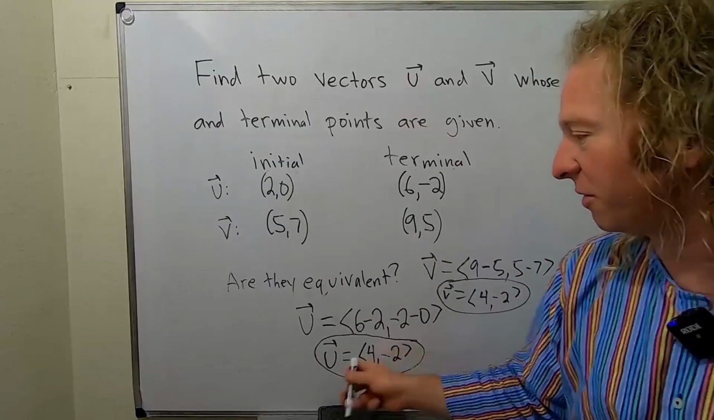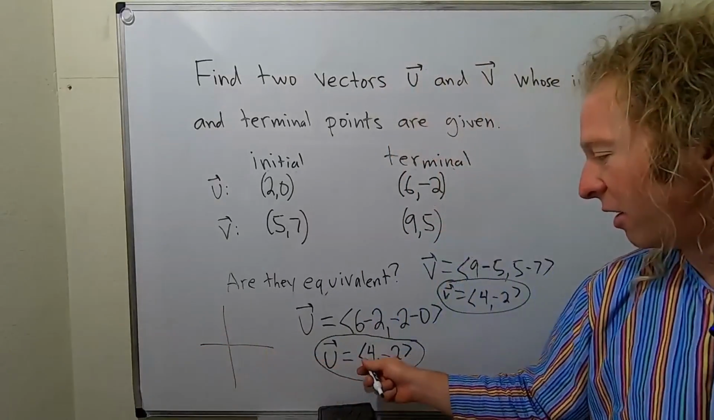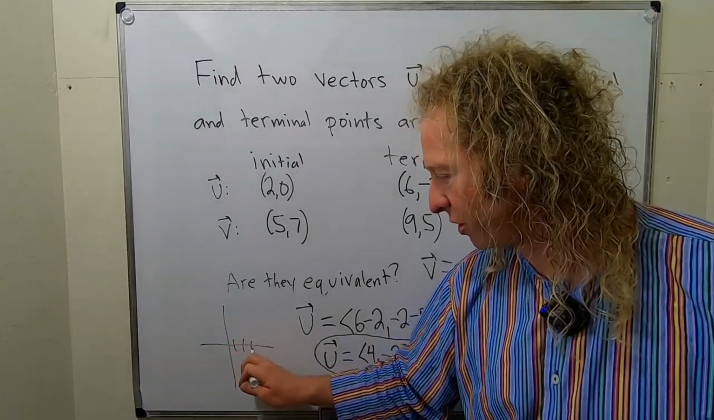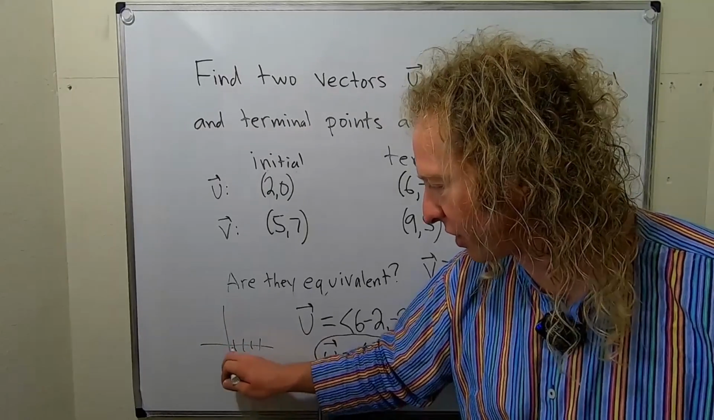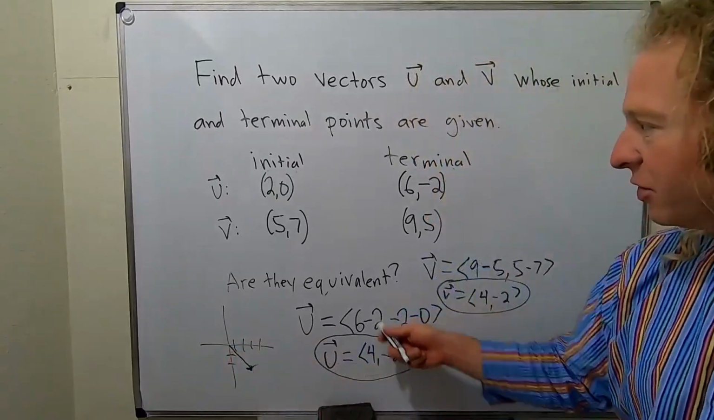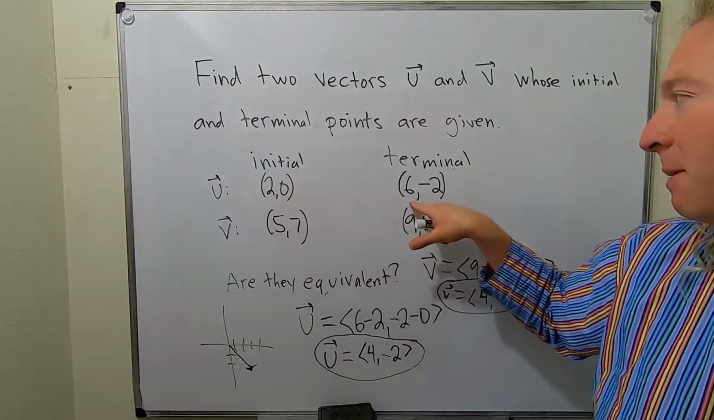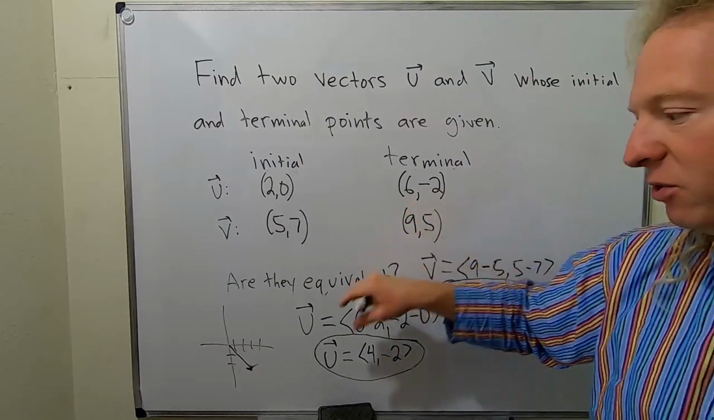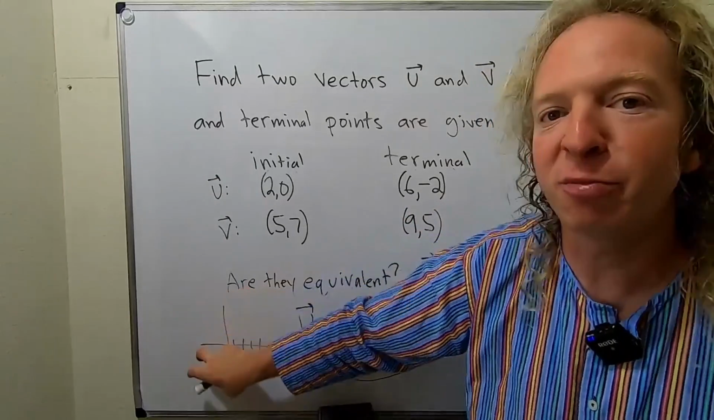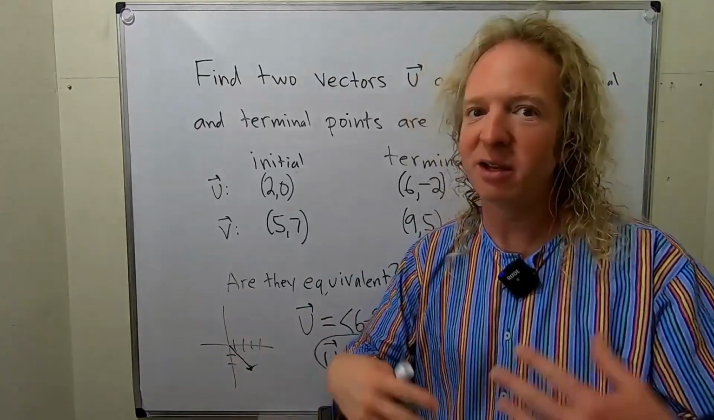So for this vector here, you go right 4 and down 2. So 1, 2, 3, 4, 1, 2. Looks like this. Same as this one. So what are these? They're the same thing, just somewhere else. The initial point here is 2, 0, and the terminal point here is 6, negative 2. It's just like you've taken this vector and put it in a different position on the plane.